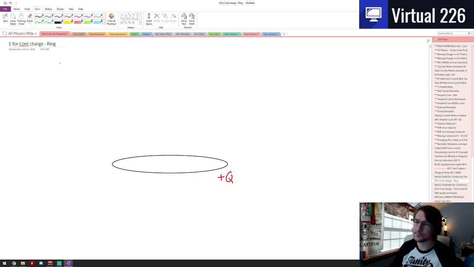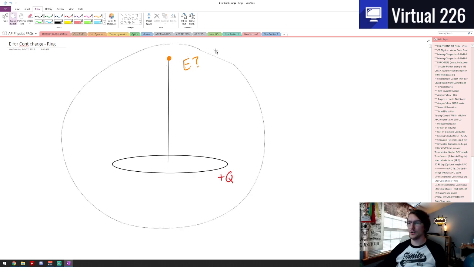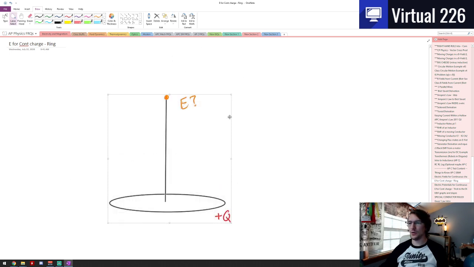What we would like to know is, at a point some distance from the center of the ring outward, at this point way out here, what is the electric field? And that's a tougher question for us to answer here. So how are we going to figure out what this is?